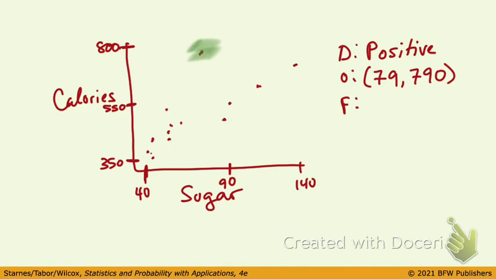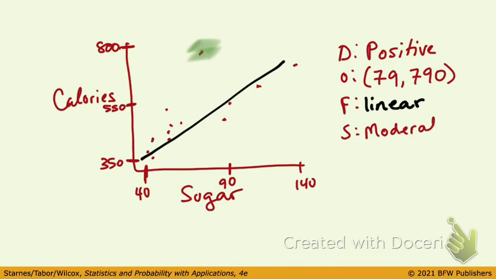All right, form. What do you guys think? What's the form here? Do you think this is linear or not? It's legit. You can see the linear pattern, especially if I ignore that outlier. So this would definitely be linear. And then how strong do you guys think this association is? It's actually moderate.